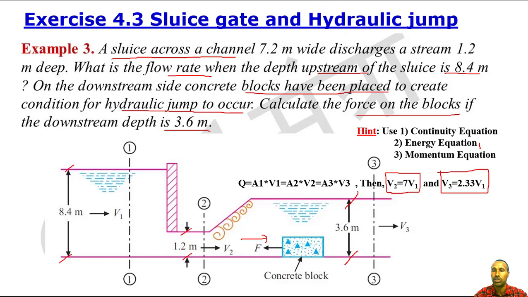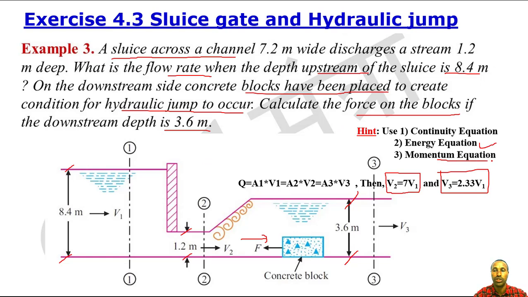Then using the energy equation, you can take the datum at this point. Since Z is the same for all, then Y1 plus V1 squared over 2G is equal to Y2 plus V2 squared over 2G. Then you substitute with the same approach. Then since the depth is given, finally you can arrive at the solution.